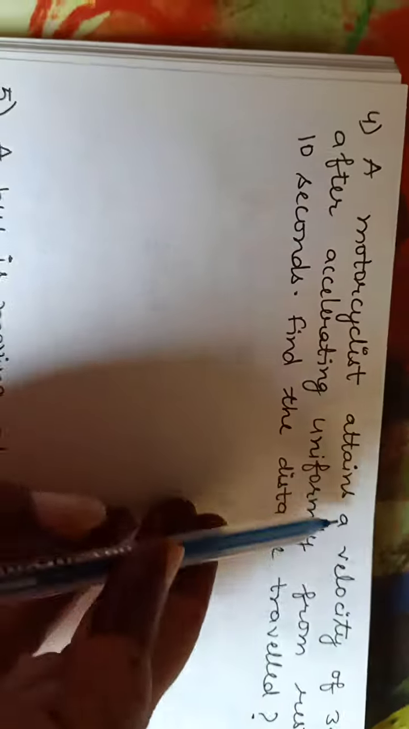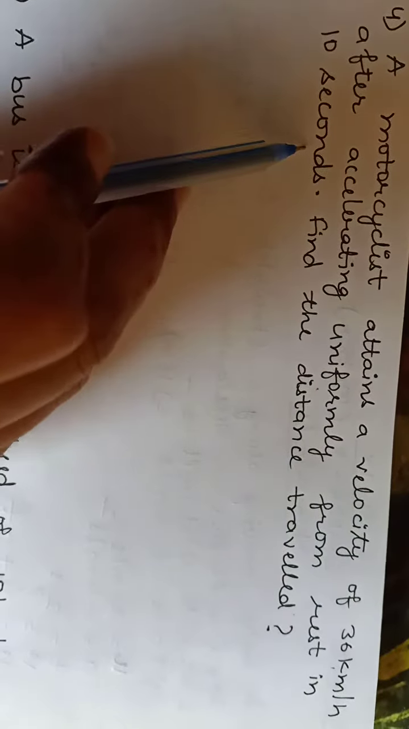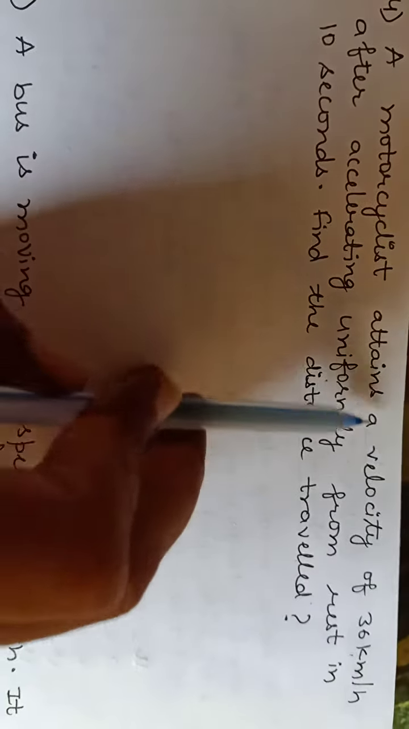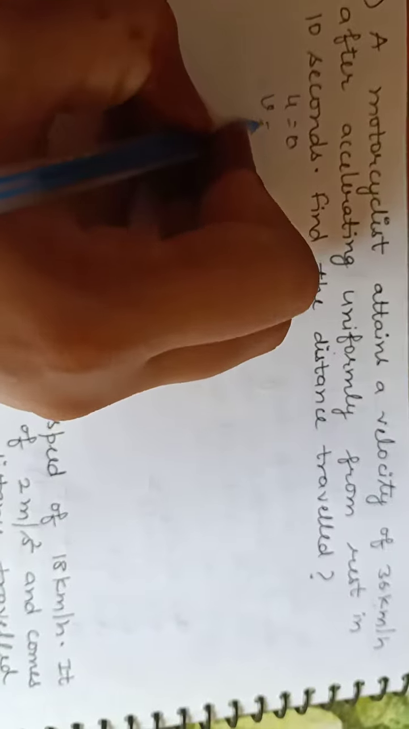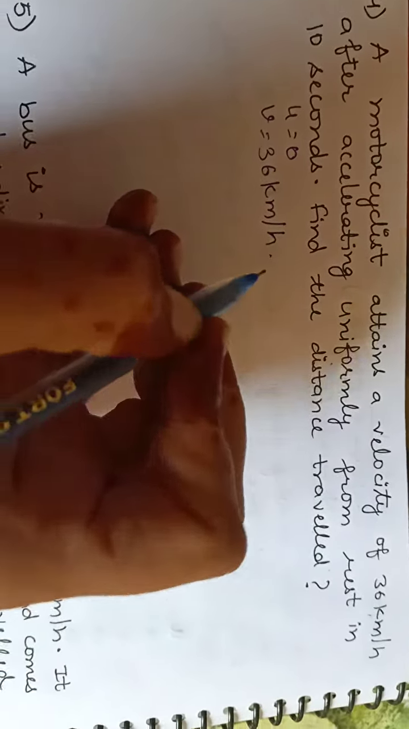Now this is question number 4. A motorcyclist attains a velocity of 36 kilometers per hour after accelerating uniformly from rest in 10 seconds. Find the distance traveled. The motorcyclist was at rest earlier, that means initial velocity was 0, and it attains the speed of 36 kilometers per hour, and time is given, that is 10 seconds.